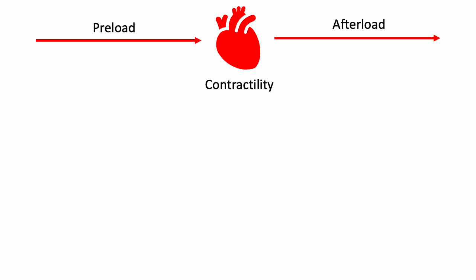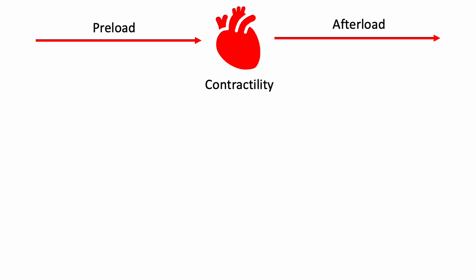Your preload is largely determined by the filling status of the patient, that is the gradient between the venous return, or your mean systemic filling pressure, and your right atrial pressure, so how easy it is for blood to return to the heart. And afterload is largely determined by your systemic vascular resistance, or the arteriolar tone that your heart is contracting against.